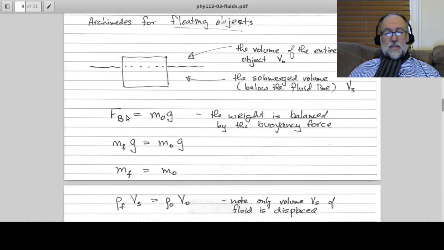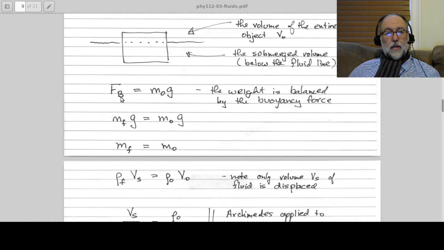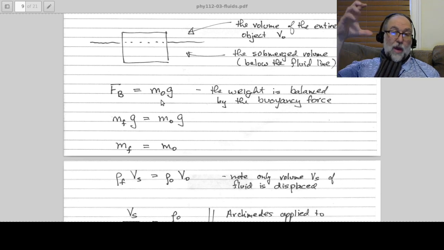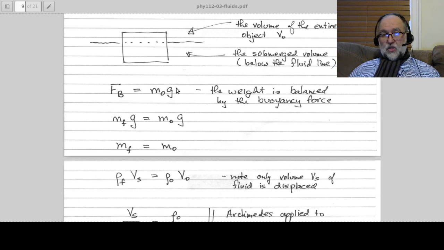Now, the buoyancy force this time has to exactly balance the weight of the object. Why? Well, if the buoyancy force were bigger, it would go up. If the weight were bigger, with gravity pulling down, it would go down. But it's not going up or down, so it's just sitting there. So what does that mean? That means that the force down, its weight, has to balance that buoyancy force up. That's what this equation is saying right here: Fb has got to equal mo times g, mo being the mass of the object, okay?